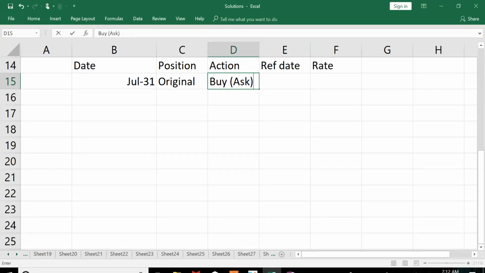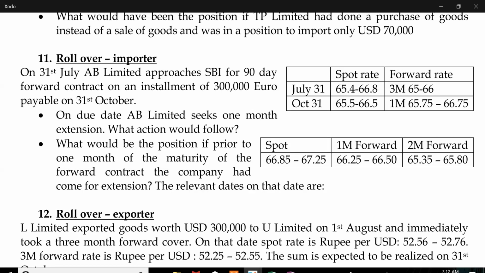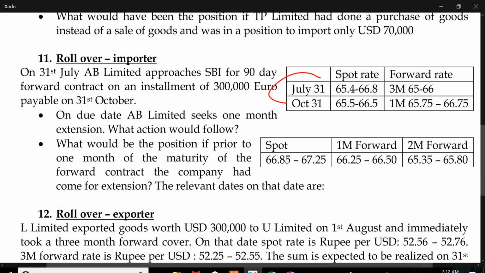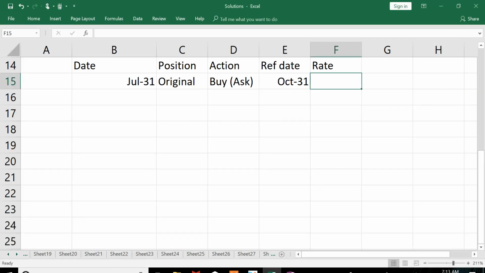For which date? On July 31, what is the ask rate for October 31? 60? No. On July 31, don't go in and see the October 31 date. On July 31, what is the ask rate for October 31? It will be 65-66, exactly straight away numbers. These are not points or something. 65-66. So what is the ask rate? 66.